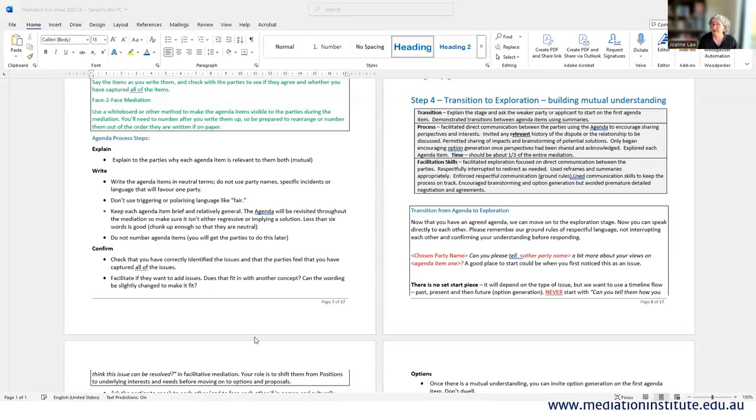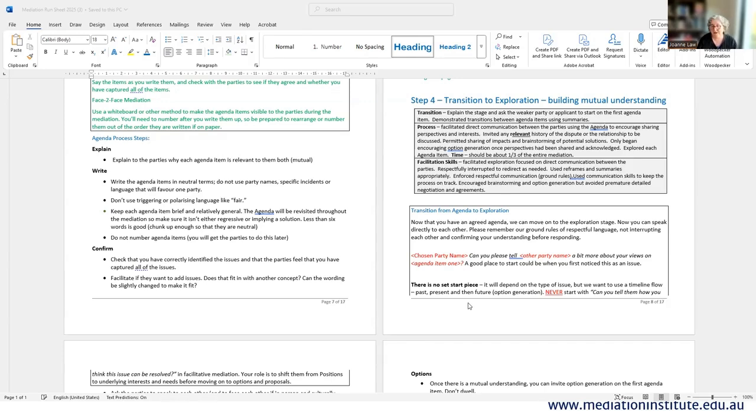So now that you've got an agreed agenda, we can move on to the exploration stage. So I'm going to invite the two of you to speak directly to each other. Please remember the ground rules for respectful language and take turns. Don't interrupt each other. Really try and confirm your understanding before you respond. So, Sergio, could you tell Rowena a bit more about that first issue of the communication between the two of you? Perhaps share a little bit of the history of how things have evolved from your point of view.